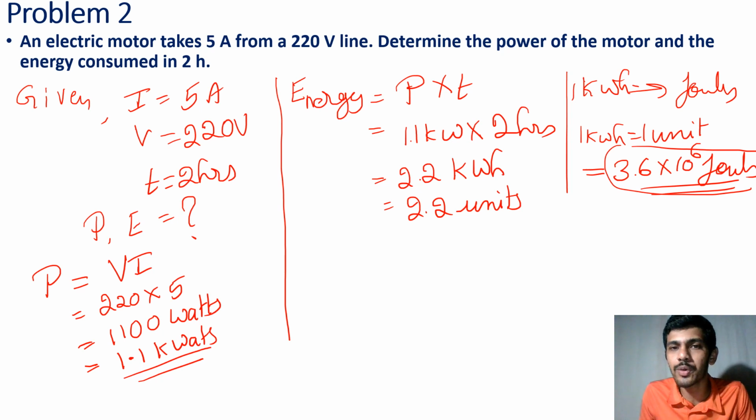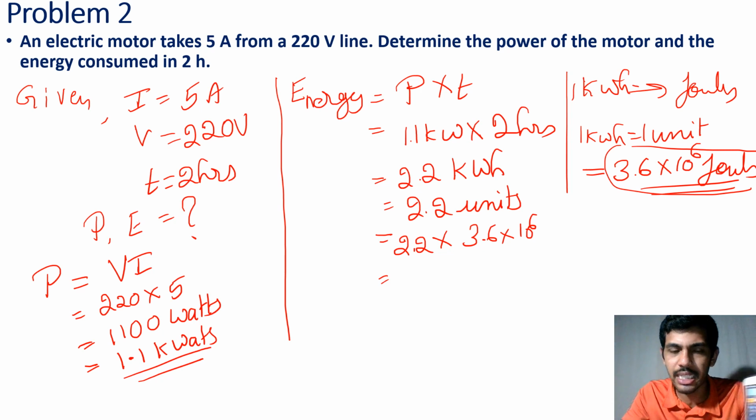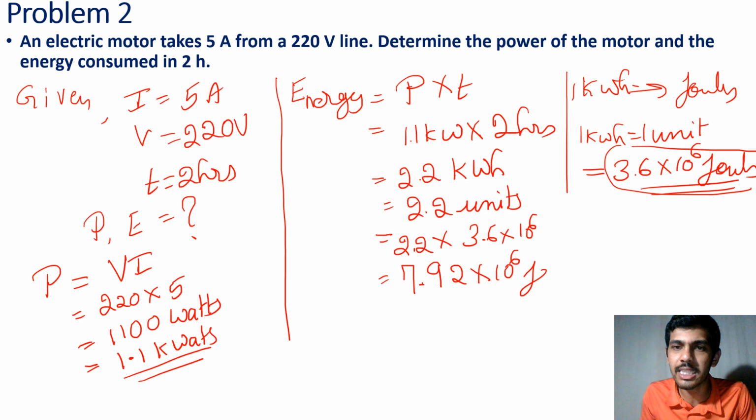In order to find out the answer in terms of joules, what we need to do is multiply 2.2 by 3.6 into 10 to the power 6. I will use the calculator to find this. The calculator says 2.2 into 3.6 is equal to 7.92. So the answer is 7.92 into 10 to the power 6 joules.